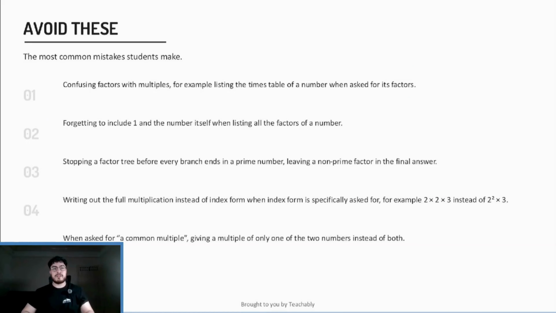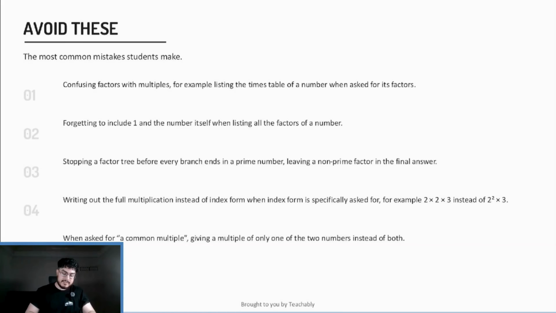Now, in terms of things to avoid for this topic, confusing factors and multiples, very common, right? So as long as you go back to the beginning of this video and you watch the factor section and the multiple section, hopefully you won't confuse them again. But it's very common for people to mix these two together. So make sure you're not one of those people.